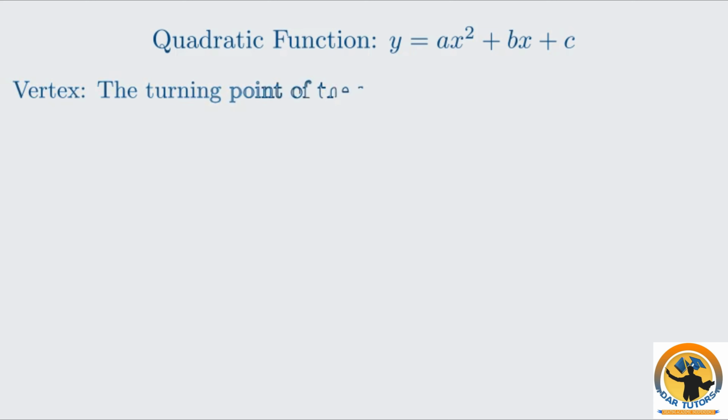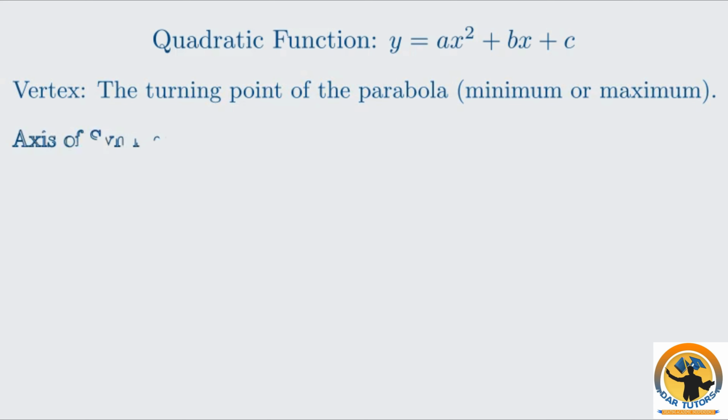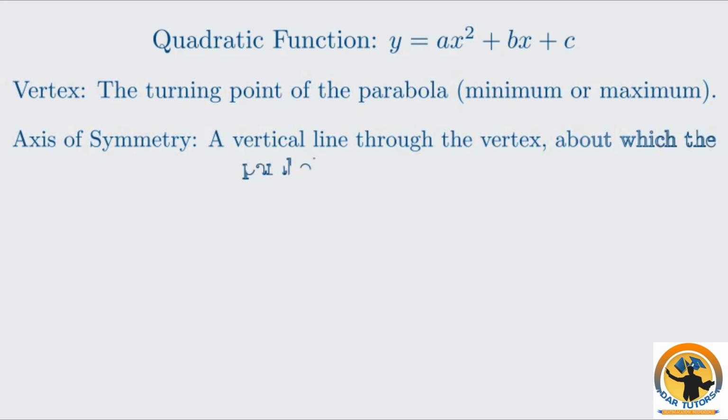If the parabola opens upwards, the vertex is a minimum point. If it opens downwards, it's a maximum point. The vertical line that passes through the vertex is the axis of symmetry. A parabola is perfectly symmetrical about this line.